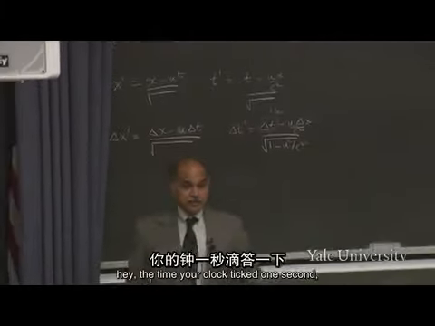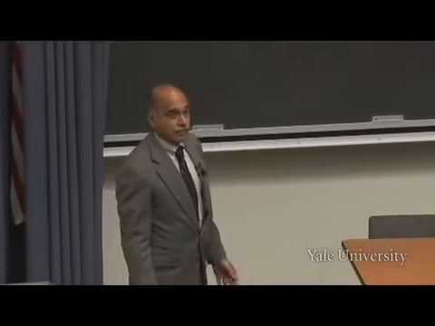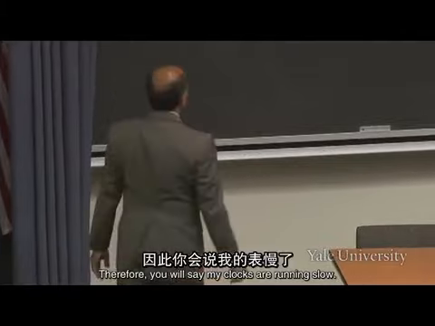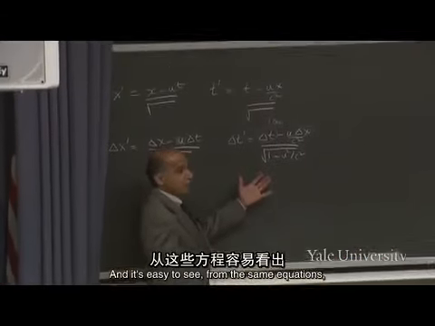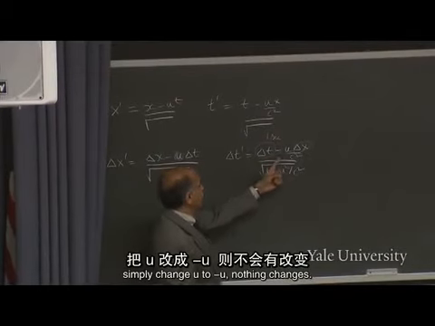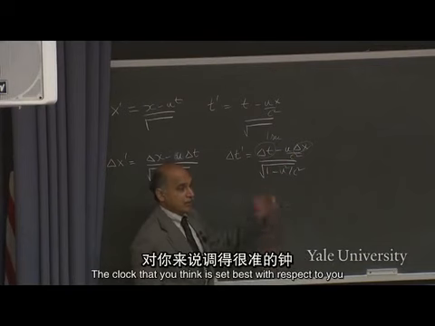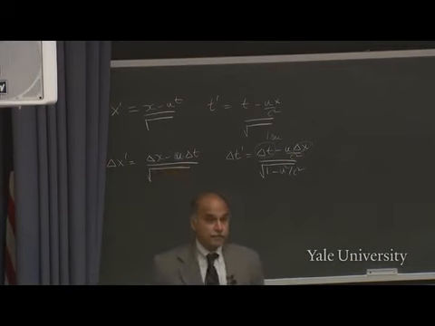So you will say, hey, in the time your clock ticked 1 second, I really claim 2 seconds have passed. Therefore, you will say my clocks are running slow. And it's easy to see from the same equations that if you replace the primed and unprimed ones, simply change u to minus u, nothing changes. The clock that you think is at rest with respect to you will look slow to me.